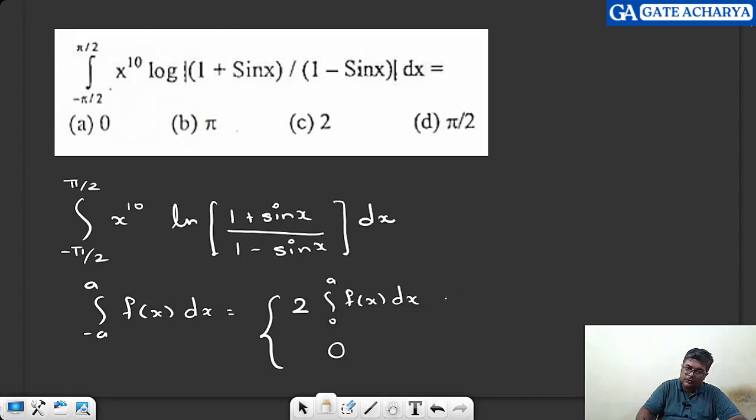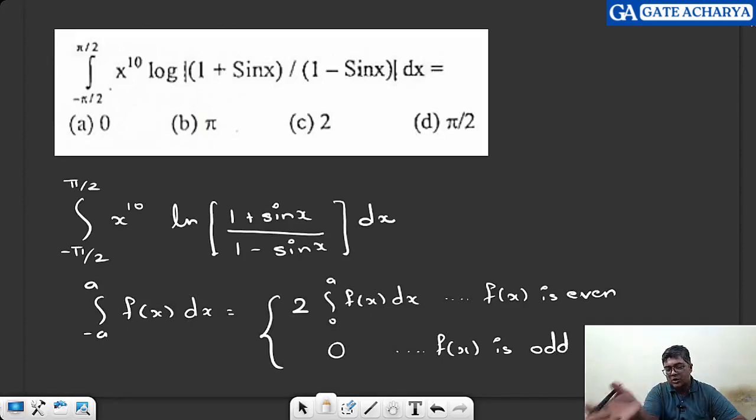0. This is when f of x is an even function. This is when f of x is an odd function. Okay, so if it's an odd function, the answer is 0. If it's an even function, you can write 2 times integral from 0 to a. Now let's check it out.